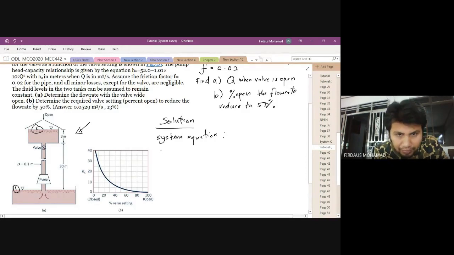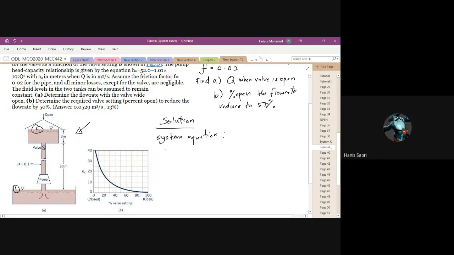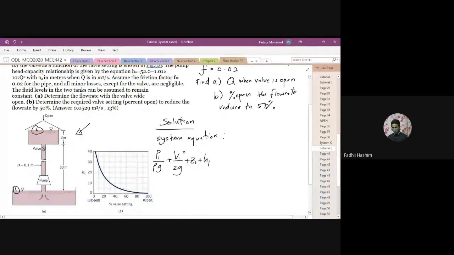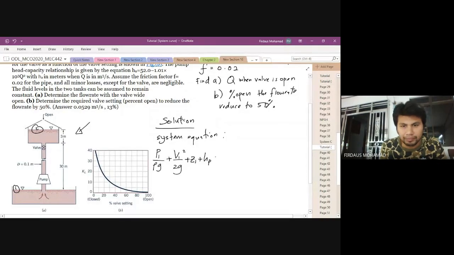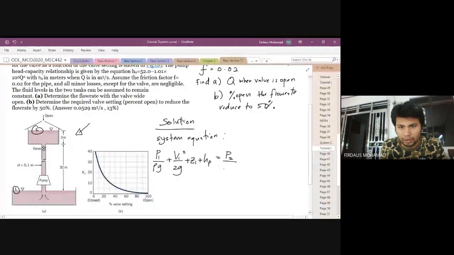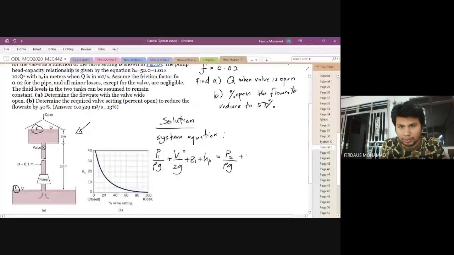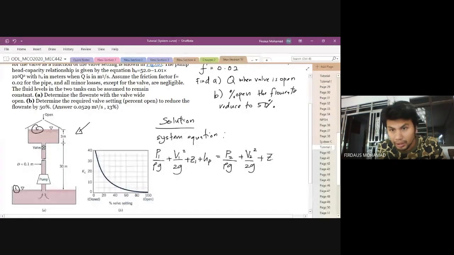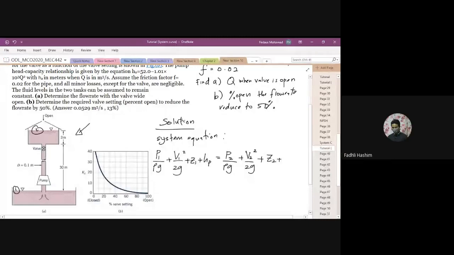At point 1: P1 over rho g plus V1 squared over 2g plus Z1 plus HA, the head available from the pump, equals, at point 2, P2 over rho g plus V2 squared over 2g plus Z2 plus all the losses.